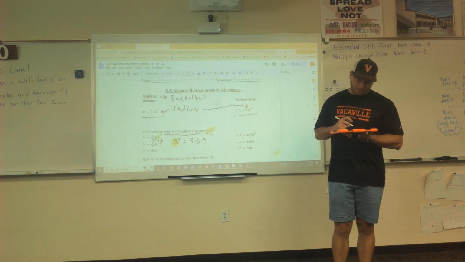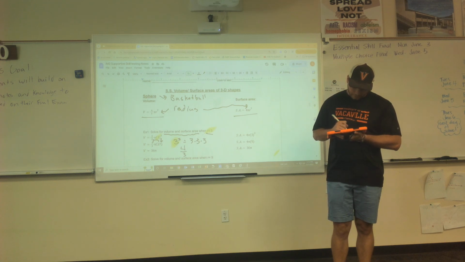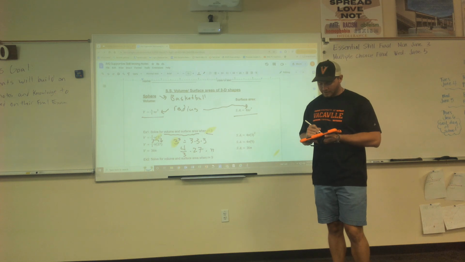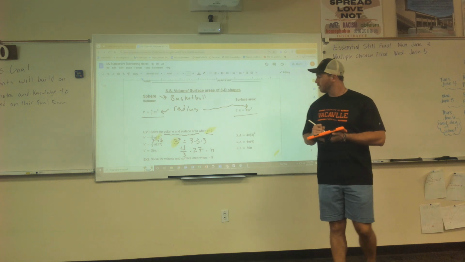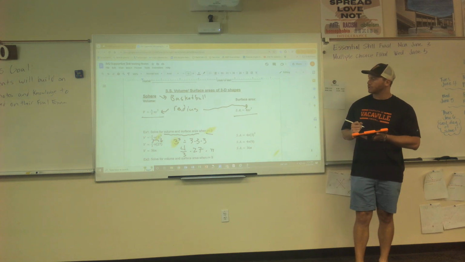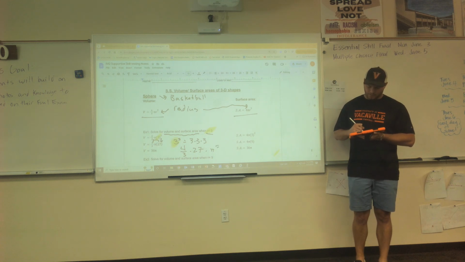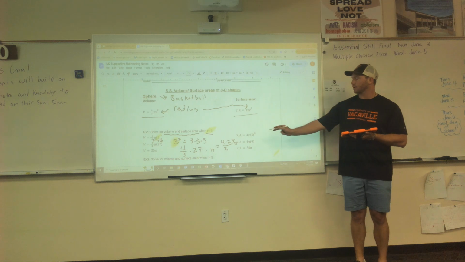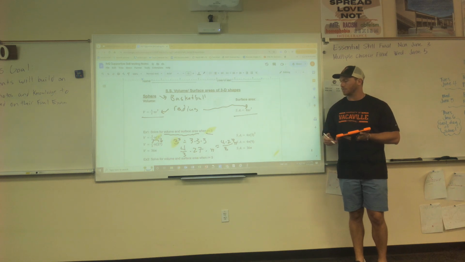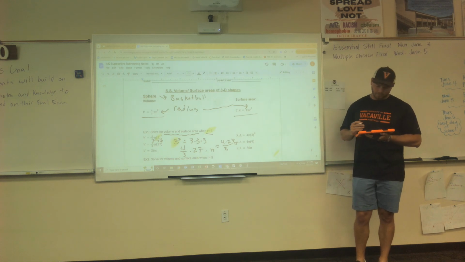Good question. So we multiply these 2 together, so it becomes 4 over 3 times 27 times pi. When we multiply these out, this becomes 4 times 27 over 3 times pi. I'm going to slowly erase some of those things after we get that done.